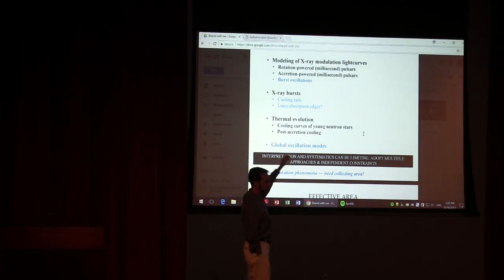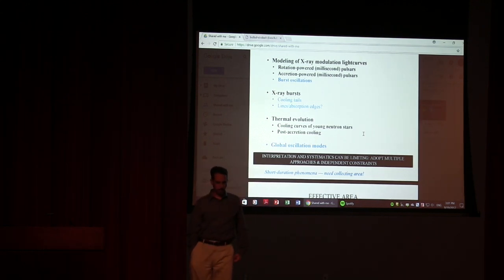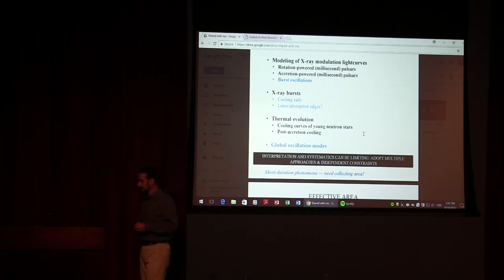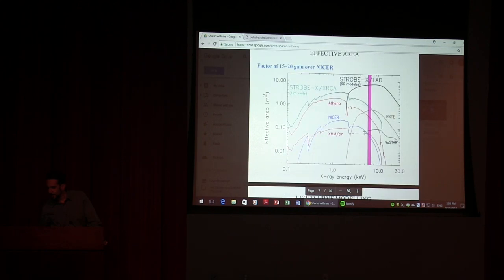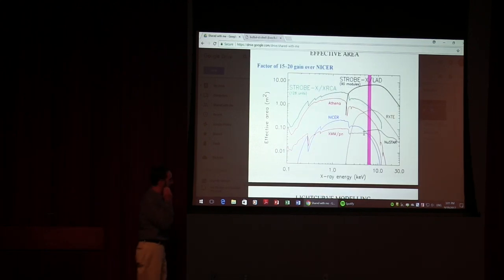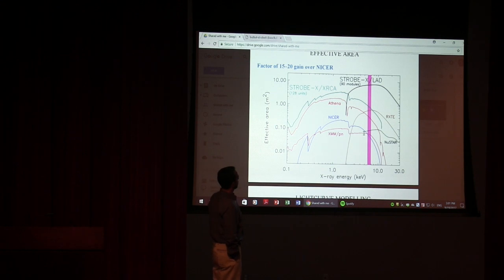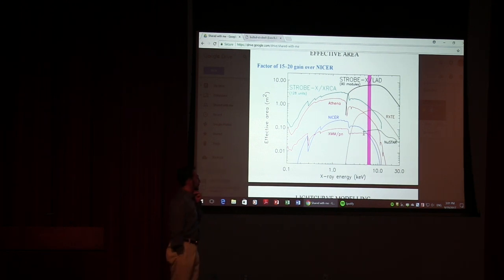Another leaking phenomenon is oscillation, whole body oscillations of the star. So for astroseismology and these other things in blue, we would need collecting area. And I think that's where STROBE-X will really shine. This is the effective area curve that we plotted in the proposal. Relative to NICER, the XRCA on STROBE-X will offer something like a factor of 16 to 20 more collecting area.